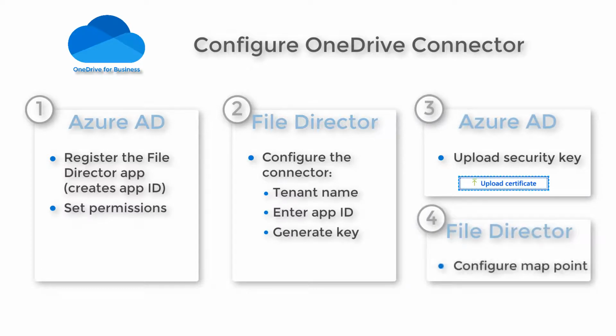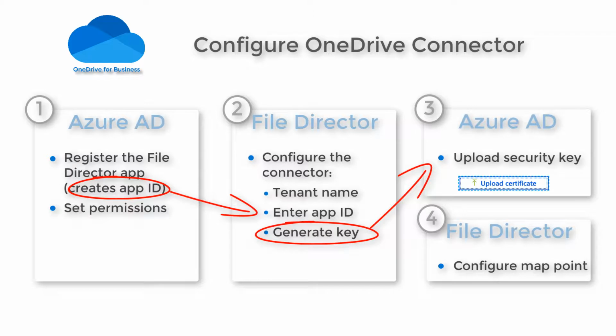Now, in File Director, you can create a OneDrive home map point and then assign an access policy for users as required. So in summary, the app ID created in Azure is entered into the connector config in File Director and the security key is generated. The key is uploaded to Azure to create the secure connector. Back in File Director, you can now add map points and configure policy.